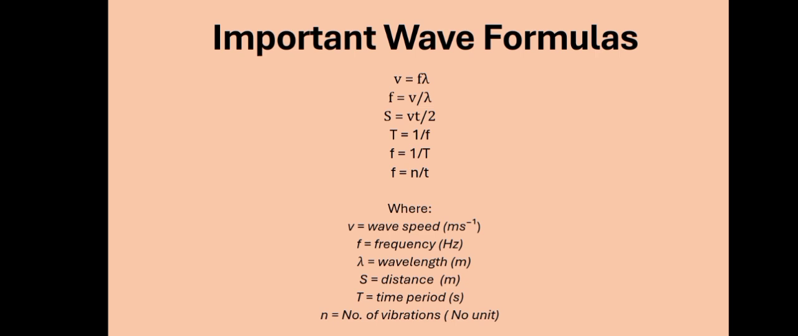यहाँ पे सारी टर्म्स बता दी गई हैं. V वेव स्पीड है और उसका यूनिट मीटर पर सेकंड है. फिर F जो है वो फ्रीक्वेंसी है, उसका यूनिट हर्ट्ज है. और lambda वेव लेंथ है, उसका यूनिट मीटर है. इसी तरह S यूज हुआ है, that is a distance and its unit is meter. Capital T is the time period, unit is s, and the small t is just a time, not a time period. N is the number of vibrations which doesn't have any unit because it is a number, it is a quantity.